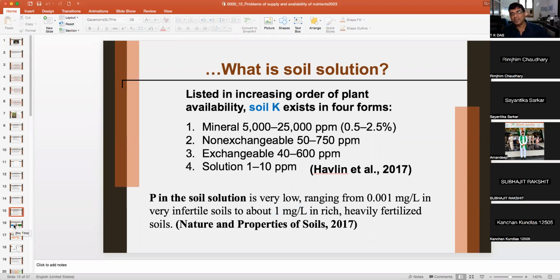So do you think that this small fraction would be enough to supply the nutrients required by the crop? Yes, it is possible, because once nutrients are taken up from the soil solution, they will be immediately replenished from other sources, maybe from the exchangeable cations or anions, maybe from organic matter.